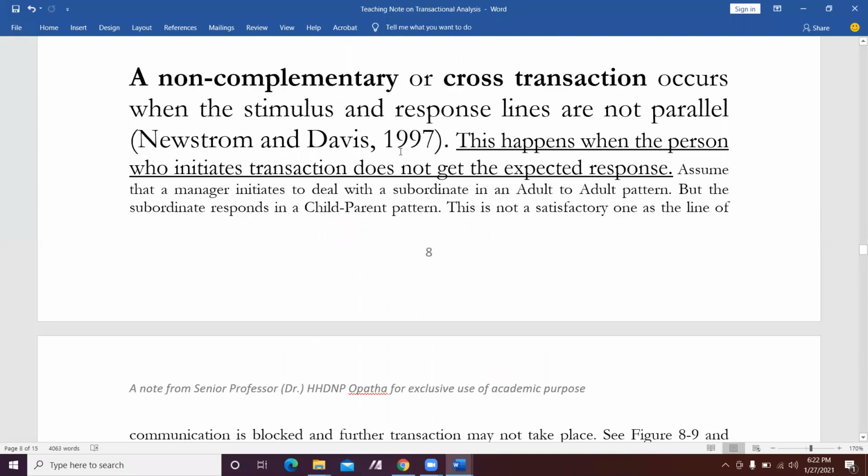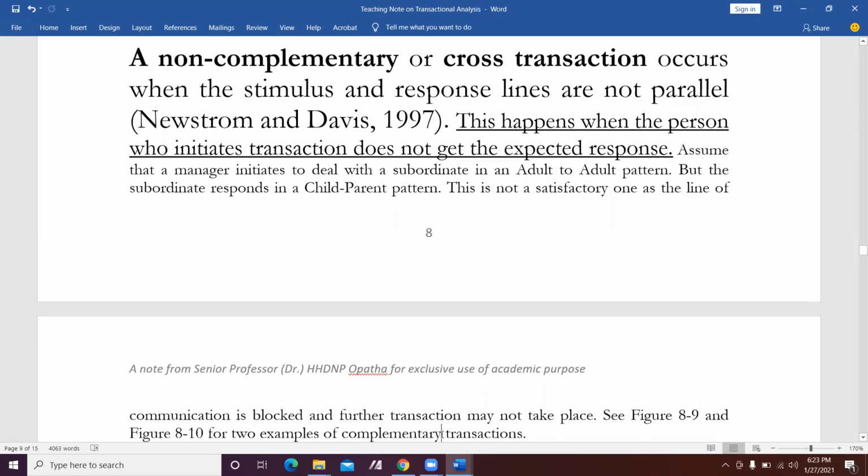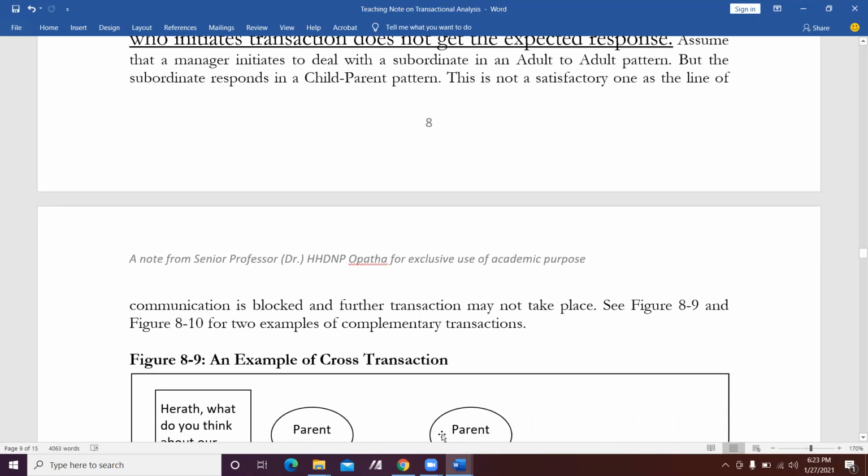Then non-complementary. What do you mean by non-complementary? Alternatively, cross-transaction. A cross transaction occurs when the stimulus and response lines are not parallel. This happens when the person who initiates the transaction does not get the expected response. I expected a certain response from you, which I did not get. Then the transaction occurring between you and me is non-complementary, or cross-transaction. This is not a satisfactory one. Normally the line of communication is blocked, and therefore further transaction may not take place. There may be a conflict after this.